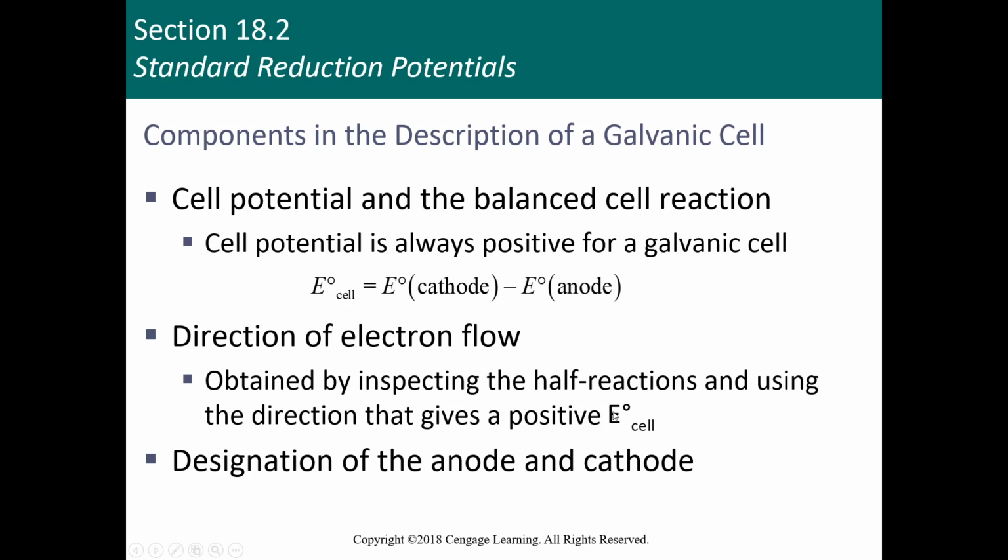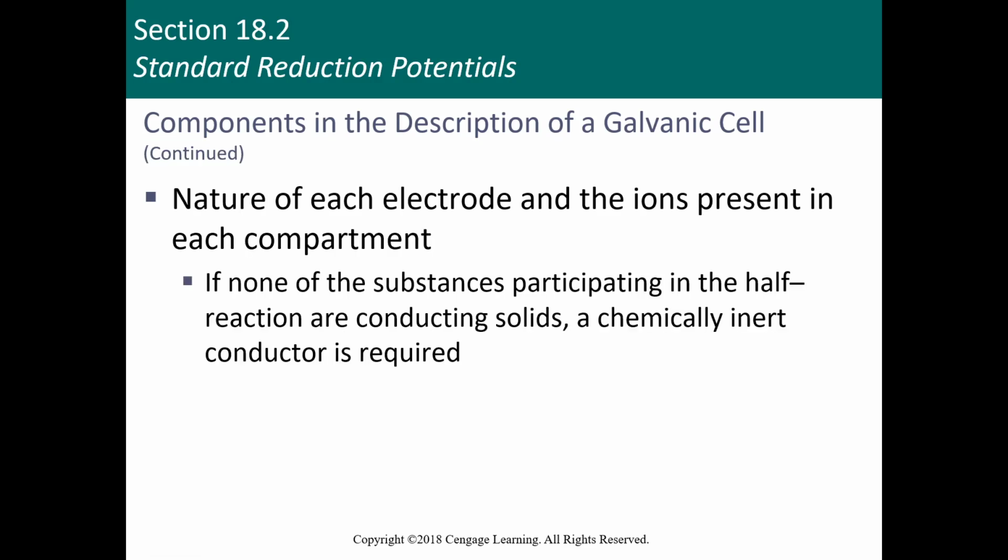So this is going to give you that designation of your anode and cathode. If you messed this up and you did not get a positive E0 cell, you'd actually have these swapped around, which would be like putting your battery in backwards. It's actually what you're doing when you put your battery in backwards, by the way.